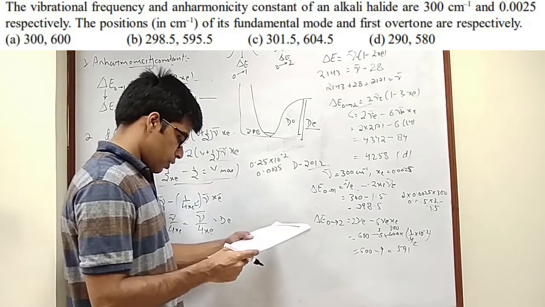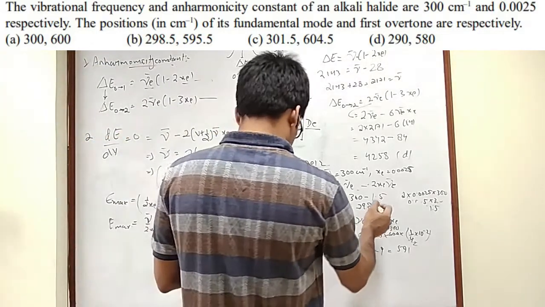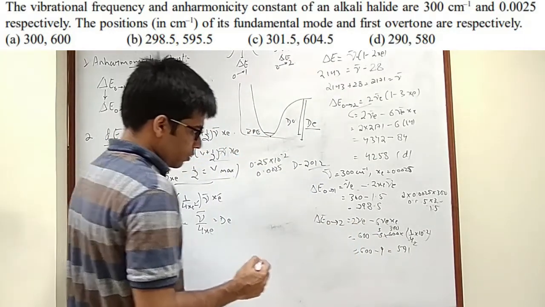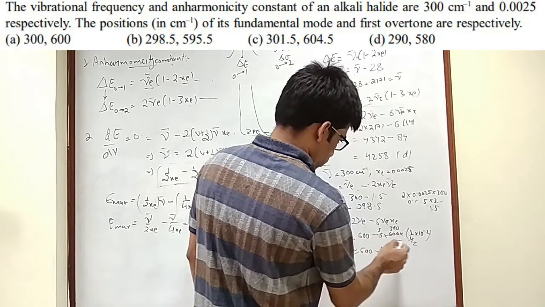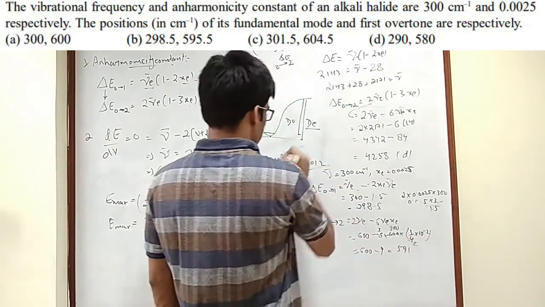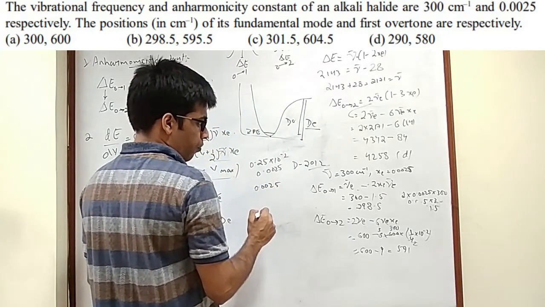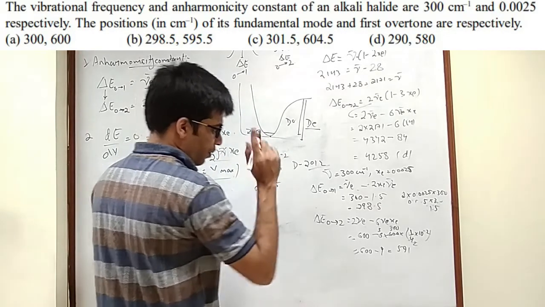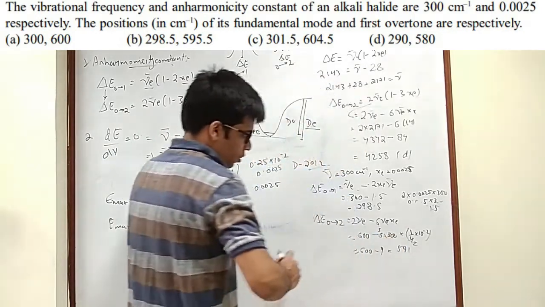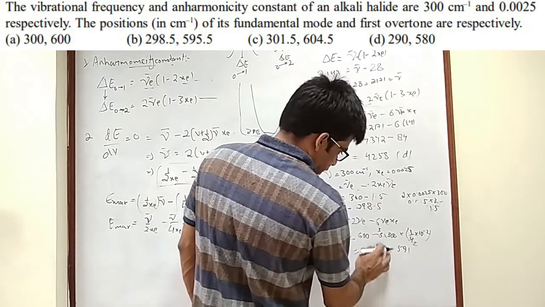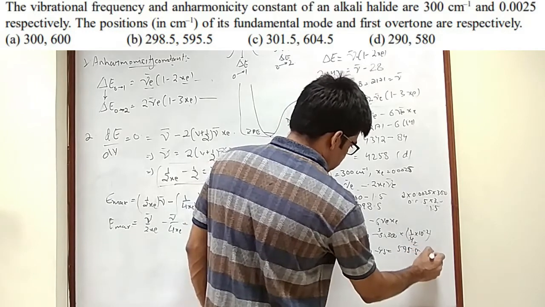which is, okay, I think I made some mistake. 298.5 is correct, but this part I have done something wrong. 2xe minus 6xe, okay, 0.0025. Yeah, the mistake is I should have taken 300 here. Okay, so this is 300, then this will be 4.5, this will be 495.5, which is given in your option number B.